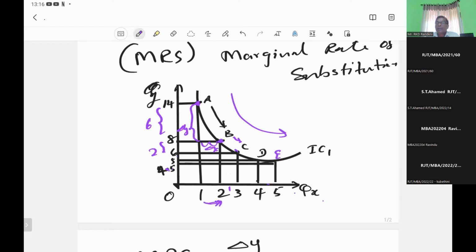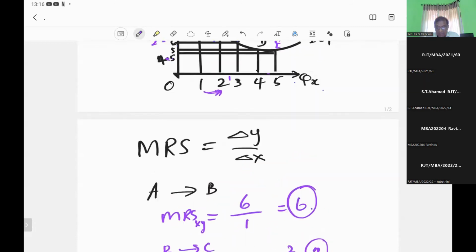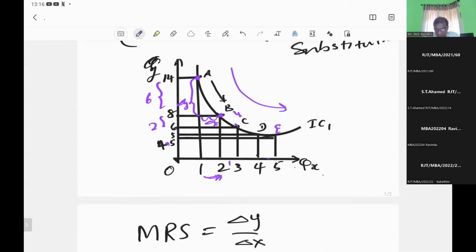Right, the first one is already recorded. Now he is ready to purchase 2 units of X by sacrificing 6 units of vegetables, 250 grams each. That ratio is 6. He is prepared to sacrifice 6 to take 1 unit of X.